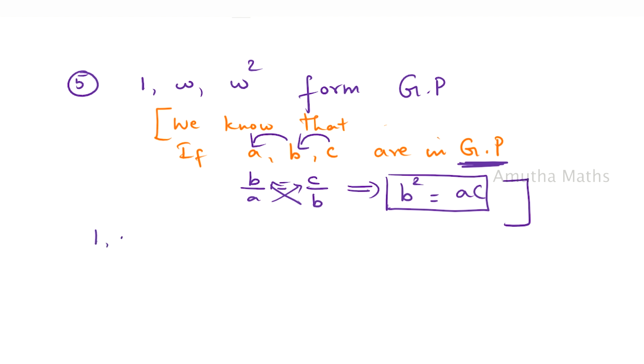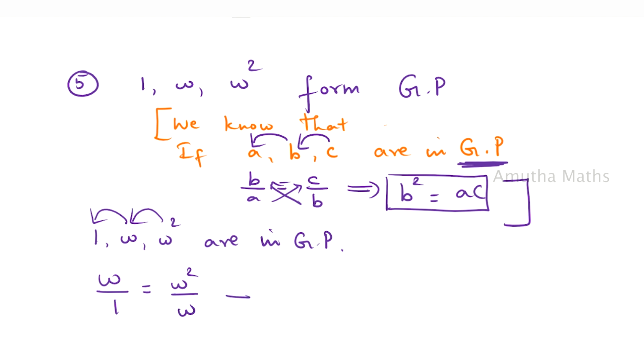Now 1, omega, omega square are in GP. Why? Second term by first term is equal to third term by second term. That is, omega by 1 is equal to omega square by omega, which implies, if you cross multiply, omega square is equal to 1 into omega square. Right? So they are in GP.